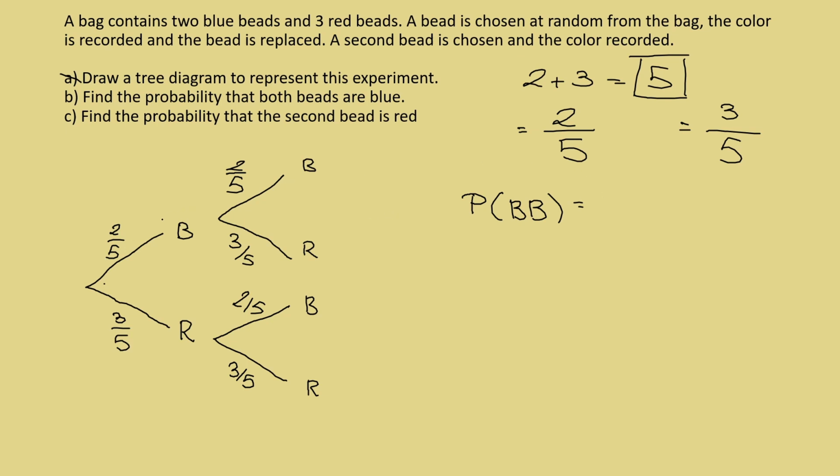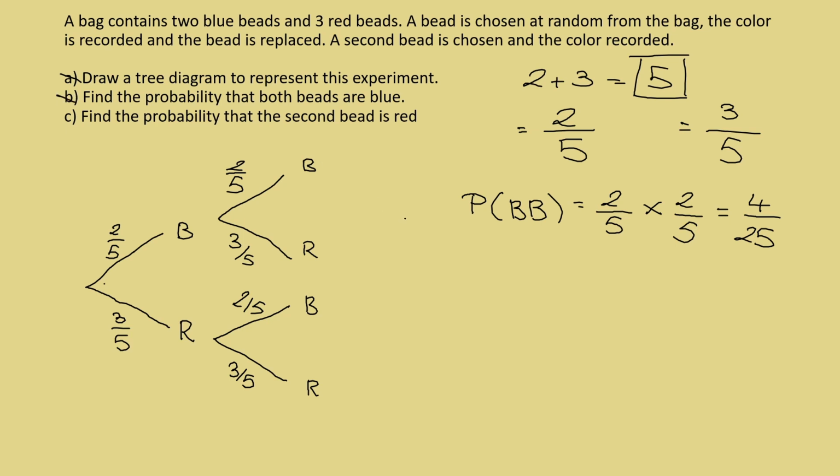And then we know the probability of each happening. So we know that the probability of getting one blue bead is 2 over 5. And the probability of getting a second blue bead would again be 2 over 5. So in this case, we do 2 over 5 times 2 over 5 in order to get that probability. And if you plug this into a calculator, 2 times 2 is 4 over 25. So this is the probability of getting 2 blue beads. Okay, excellent.